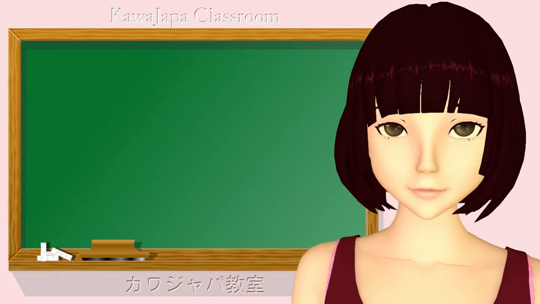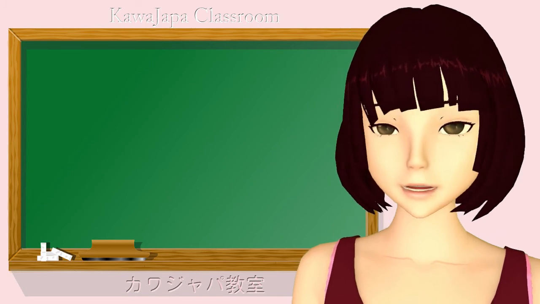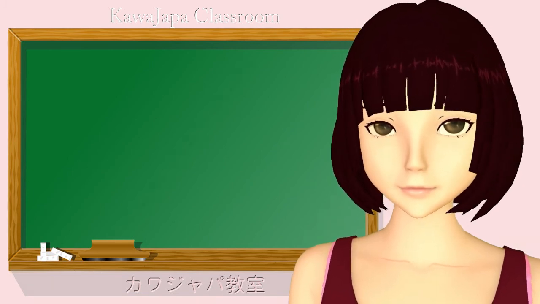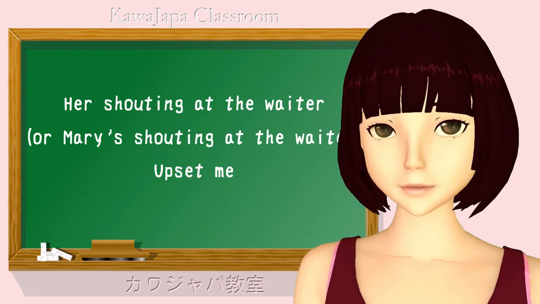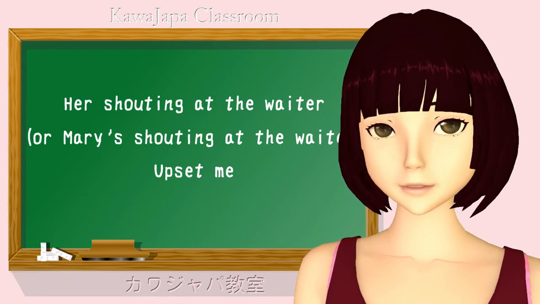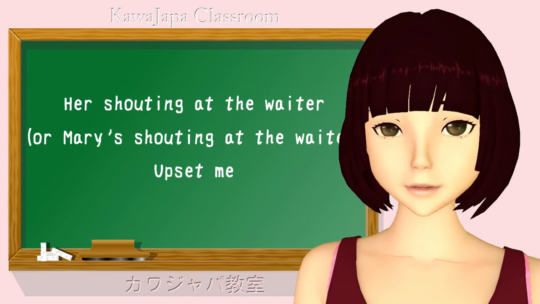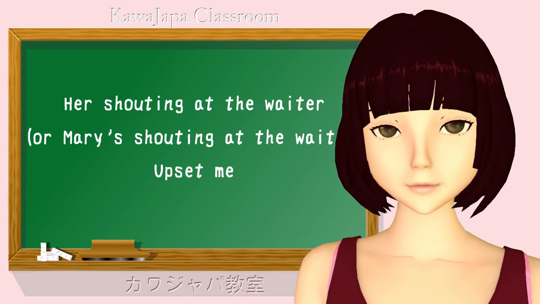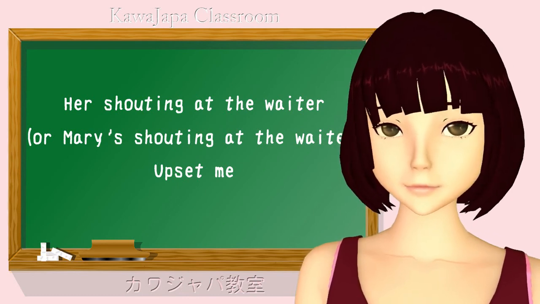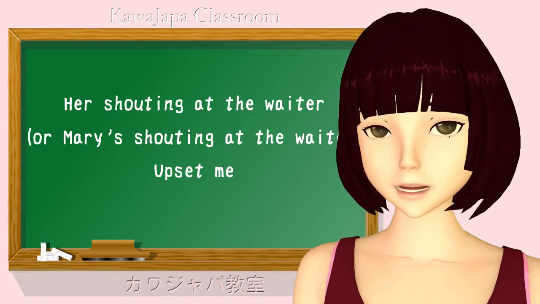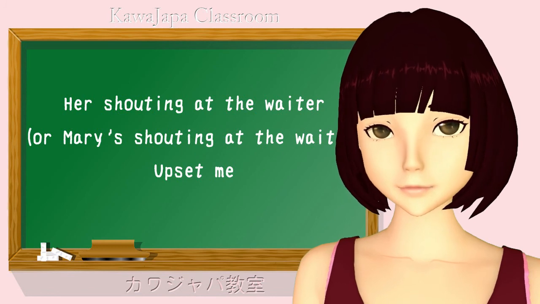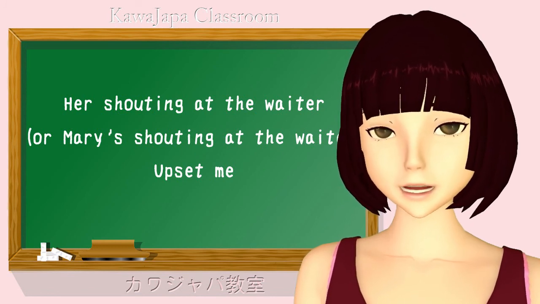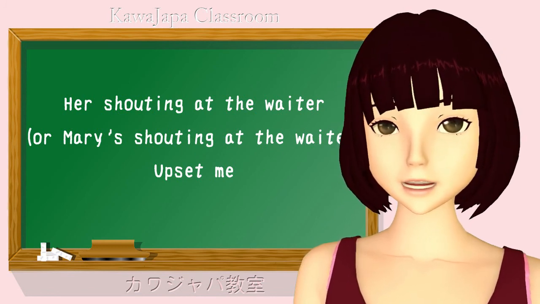And why can we do that? Well, let's look at an English equivalent. Her shouting at the waiter upset me. Now, the sub-sentence here is she shouted at the waiter, but we have turned it around into her shouting at the waiter. What we have done is we've turned it into a noun. Her shouting at the waiter is the shouting at the waiter that she did. She possesses it because she did it. It was her shouting at the waiter.